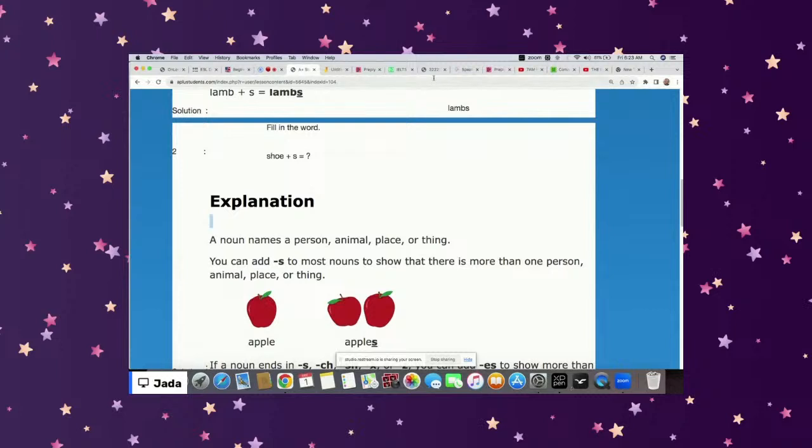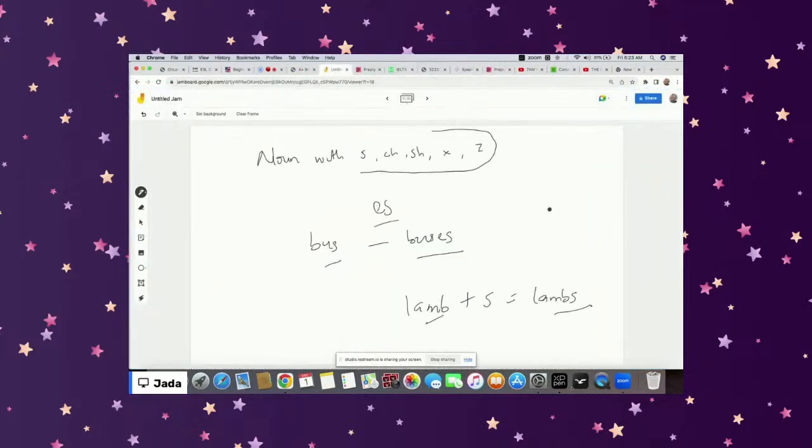Then we have this one, shoe plus s gives us shoes. If you have only shoe, makes it singular, okay? And then if you have shoes, it is plural. Okay? I hope that you all get what we're doing right now.